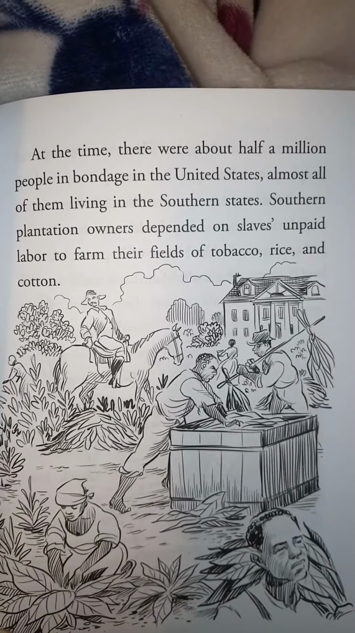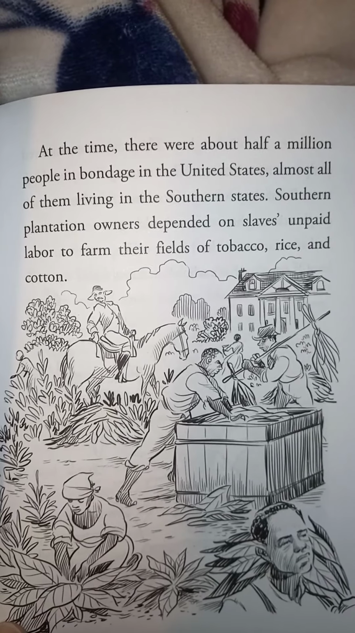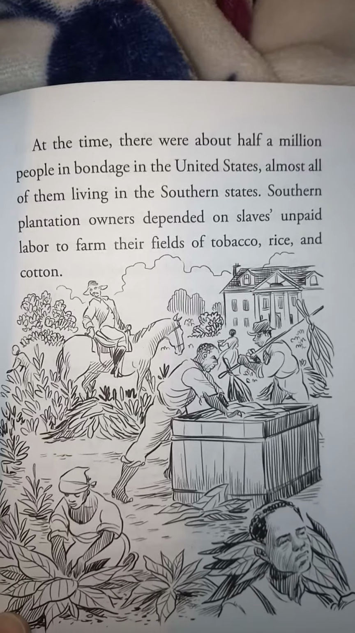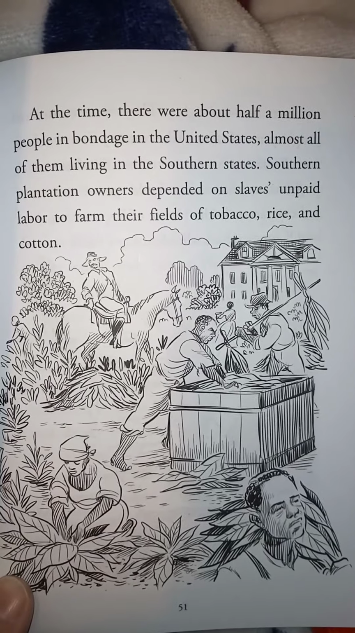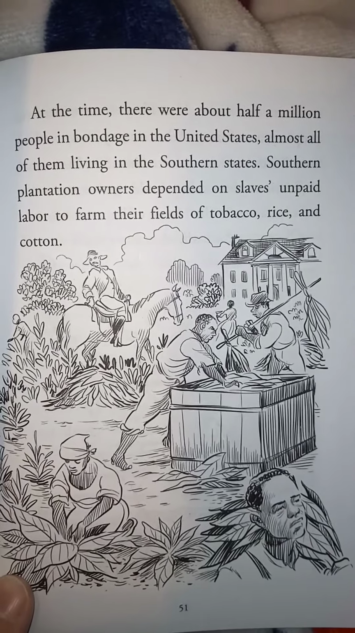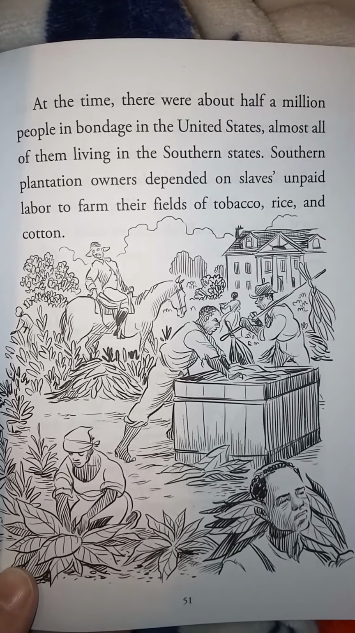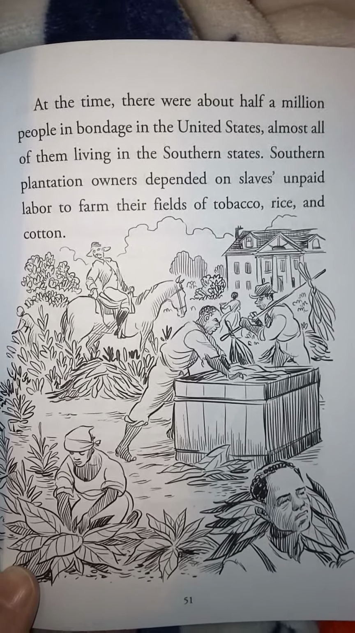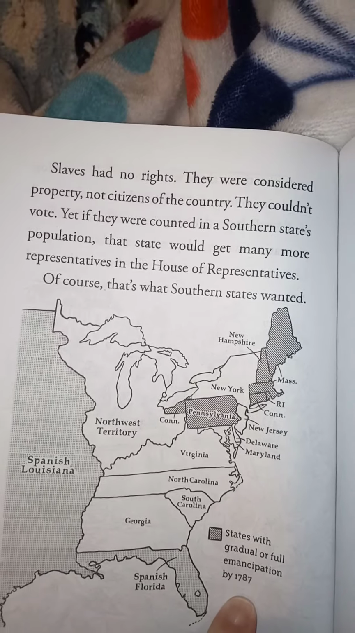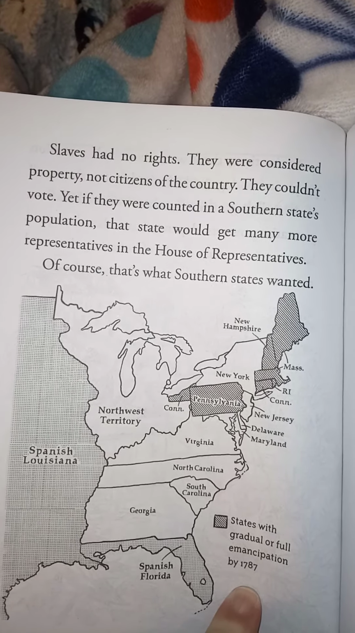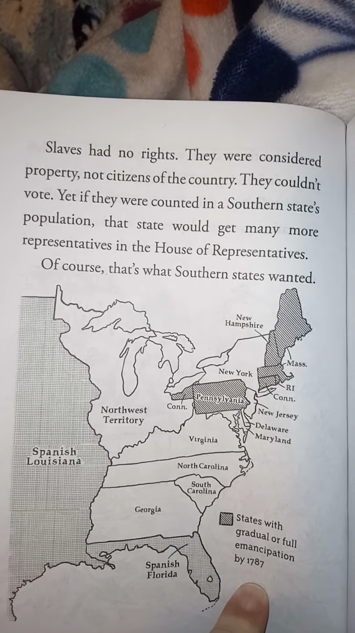At the time, there were about 500,000 people in bondage in the United States, almost all of them living in the southern states. Southern plantation owners depended on slaves' unpaid labor to farm their fields of tobacco, rice, and cotton. Slaves had no rights. They were considered property, not citizens of the country.